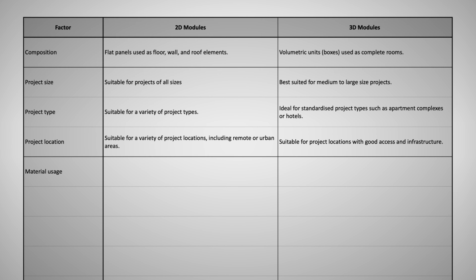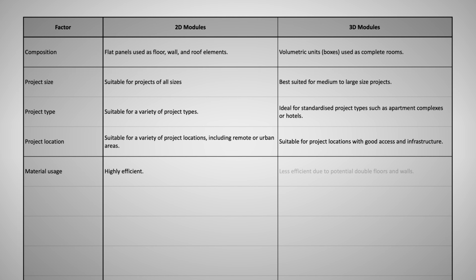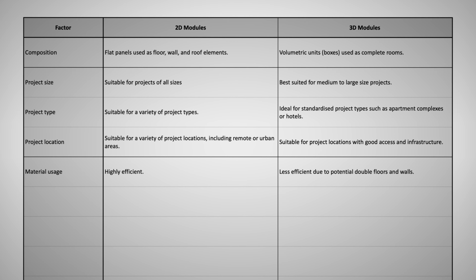As for the other factors, let's begin by discussing material usage. 2D modules are highly efficient in material usage, as their flat panel design avoids redundancies like double walls and floors. In contrast, 3D modules tend to be less efficient due to these redundancies inherent in their volumetric design.